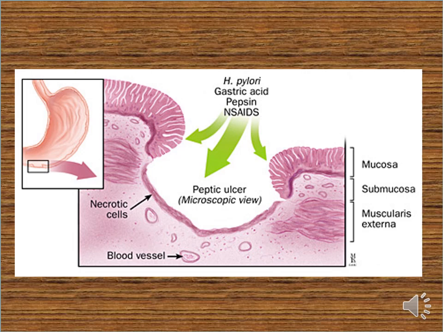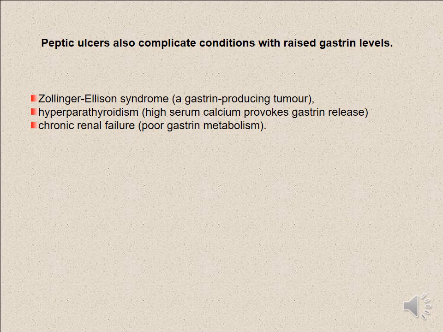This figure shows the pathology of Helicobacter pylori with gastric acid, pepsin and non-steroidal anti-inflammatory drugs that lead to breakdown of the mucous membrane and lead to ulceration. This goes into the submucosa and the muscular layer and may lead to perforation of the stomach or the duodenum.